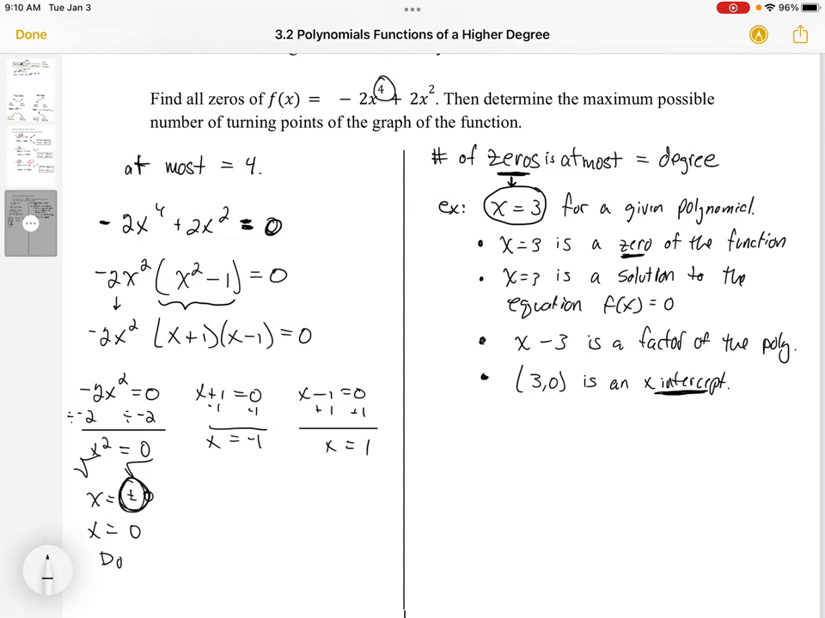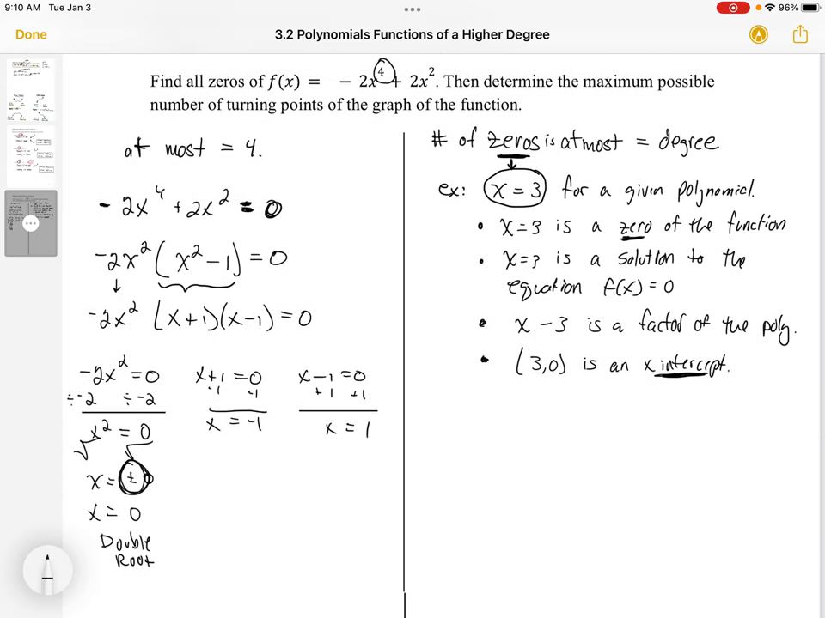So notice here, this is what's called a double root. I'm getting two answers here that happen to both be 0. Positive 0 and negative 0, which are both 0. So when we count up our zeros, I'm actually going to count this one twice. So we have 1, 2, 3, 4 zeros. Even though when we list our answers, we have 0, -1, and 1, 0 is a double root. And that's where we get our 4 roots out of this equation.